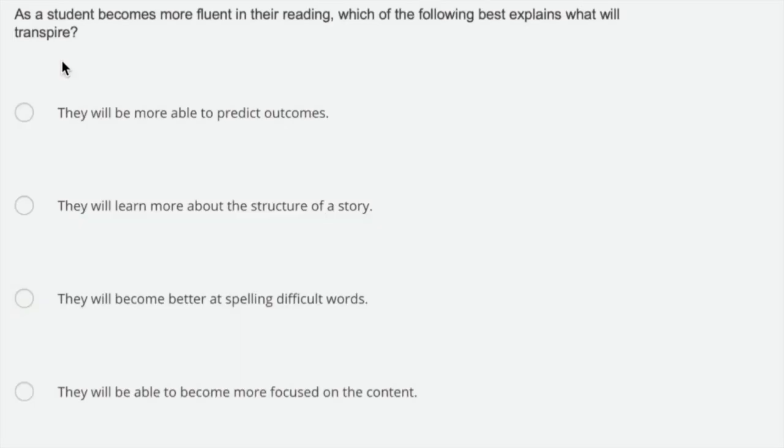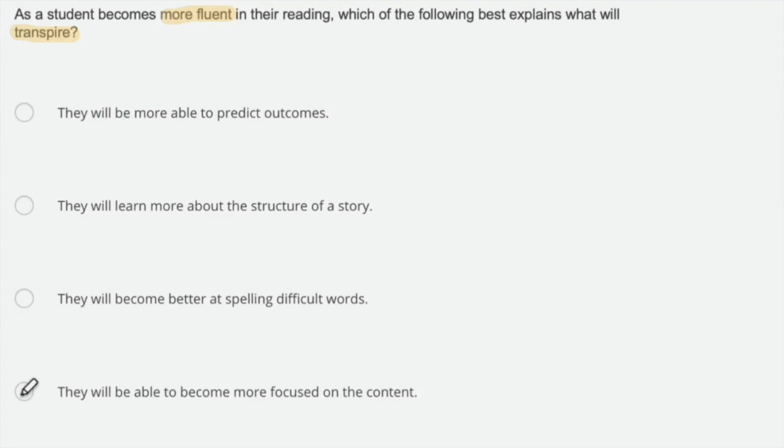As a student becomes more fluent in their reading, which of the following best explains what will transpire? Whenever we have a problem like this, whether it's a practice problem or one on our actual Praxis exam, the first thing that we should do is highlight what the key words are in the question. So as I look back at this question, the core of the question is that a student is becoming more fluent in their reading, and it's essentially asking us to predict what will transpire or what will happen when they become more fluent as readers.